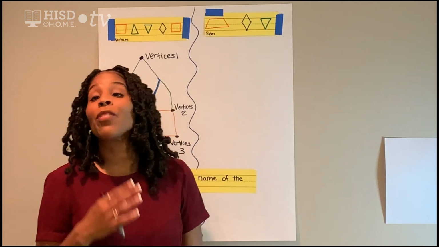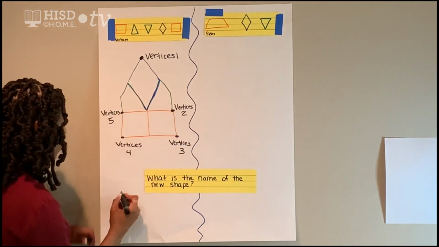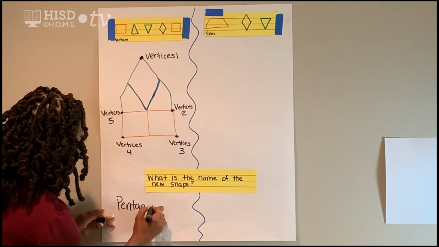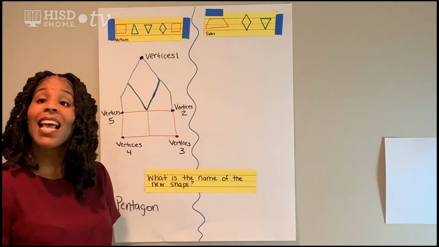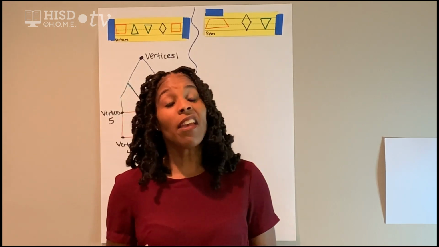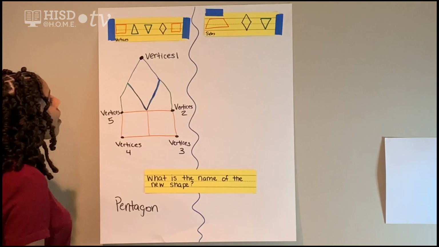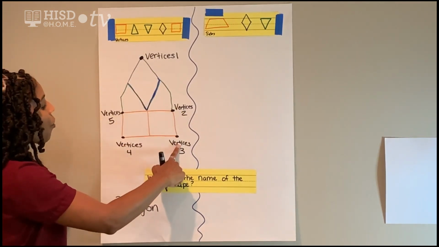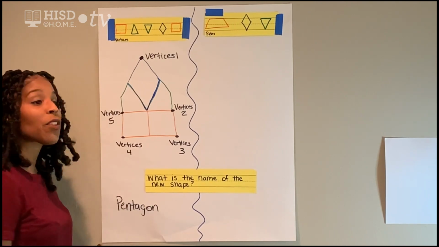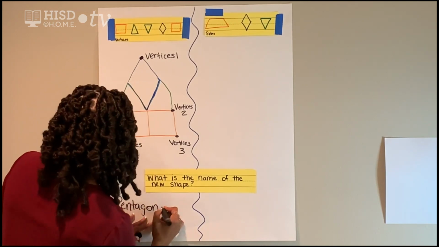A shape with 5 vertices is called a pentagon. So I'm going to write that down. This new shape that I have is a pentagon because it has 5 vertices. The shape that I created is an irregular pentagon. So I have 1, 2, 3, 4, 5 vertices. Now my new shape is called a pentagon, and it is considered an irregular shape.